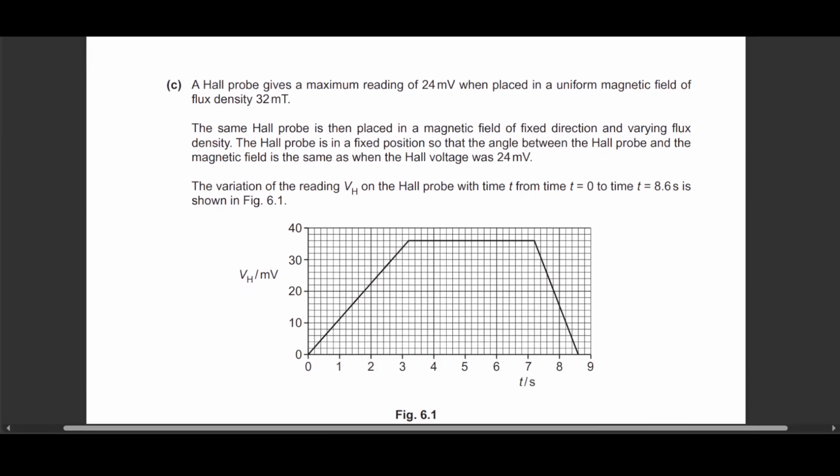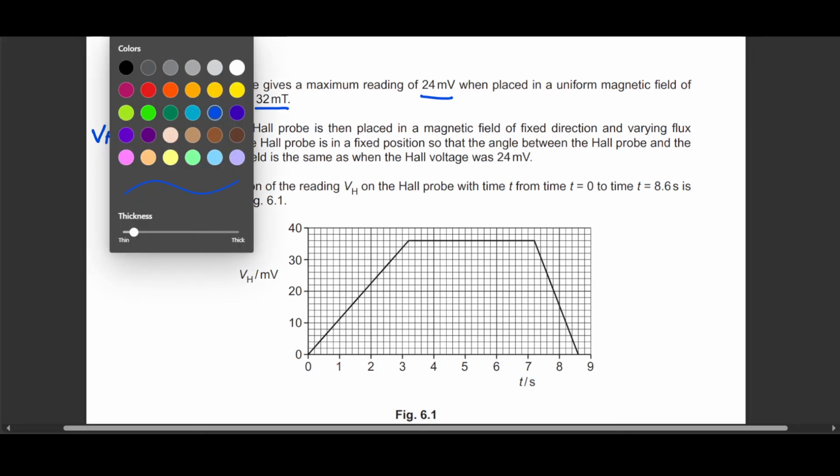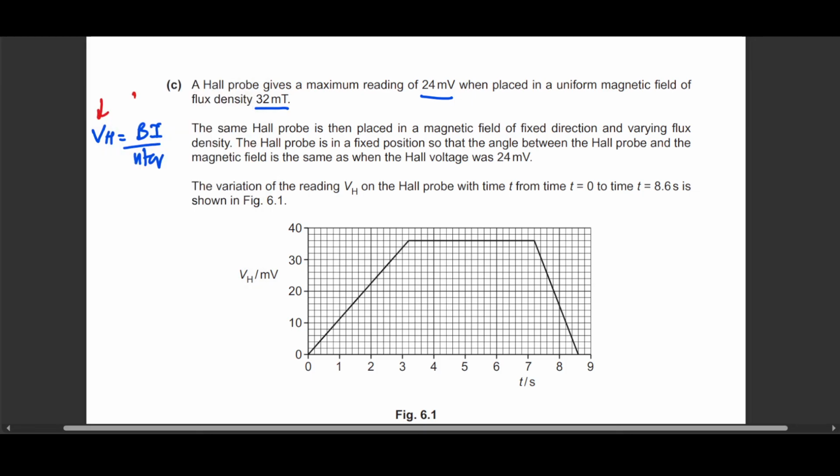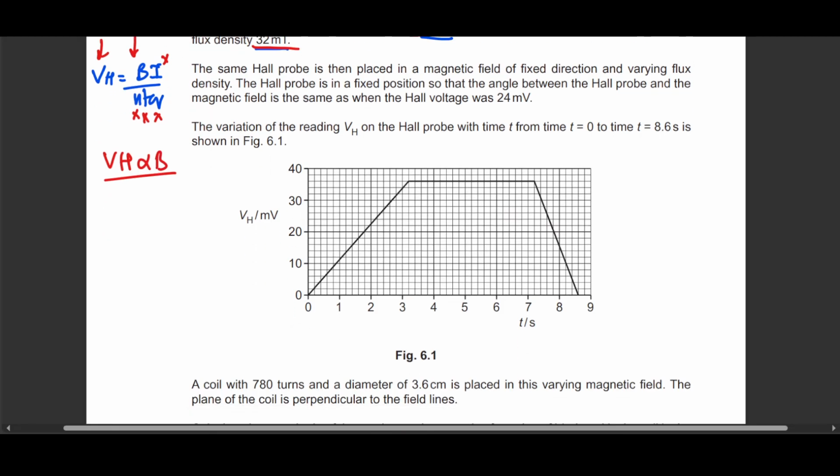In the next part, he says that a maximum reading of 24 millivolts is given when the magnetic field is 32 millitesla. So in terms of VH equal to BI divided by NTQ, he has given us a standard value of VH and B. He is not discussing current, N, T, and Q. He has given us a relationship between VH being proportional to B by these two standard values. He says that we're not changing anything else. The Hall voltage is still 24 millivolts.